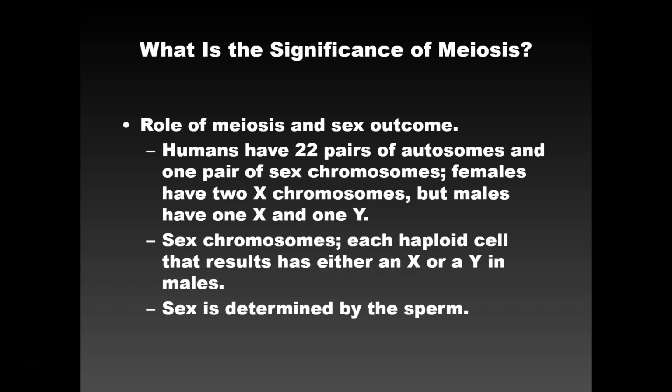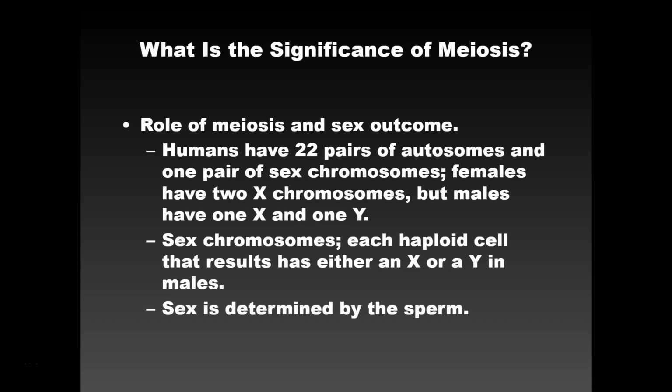So humans have 22 pairs of autosomes and 1 set of sex chromosomes. That's an important thing to know. So you have 23 pairs of chromosomes. Most of those are called autosomes. 1 set is called sex chromosomes. And females have 2 X chromosomes, but males have 1 X and 1 Y. Right? So each haploid cell has either an X or a Y in males. So when males are making sperm, they're either going to donate an X to that sperm or a Y to that sperm. And because of that, sex is determined by the sperm, because females only have an X to give away.